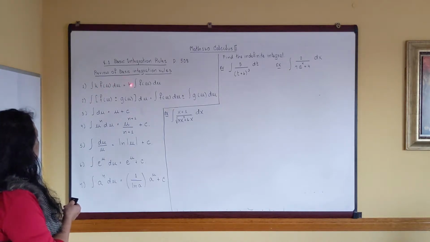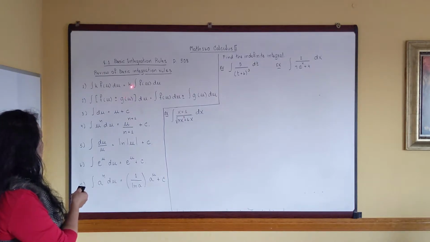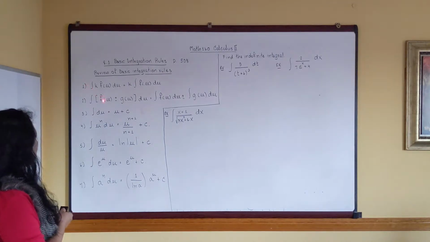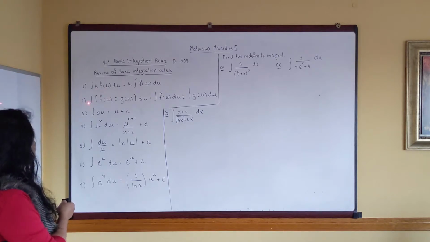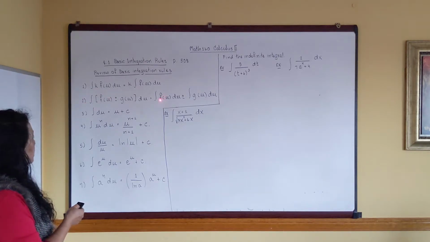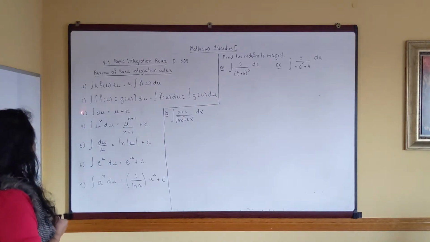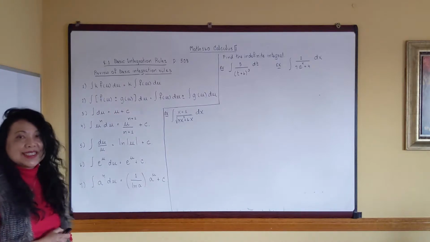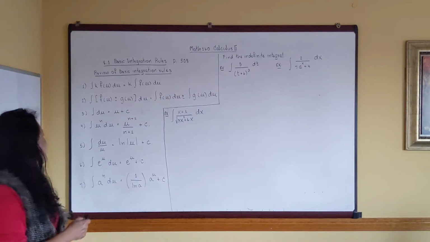You're allowed to take the constant out. K here is the constant, so you can bring out the constant and then take an integral of a function. The second property: if you want to add or subtract functions, you can take an integral of each part and then add and subtract them. The third one, an integral of du is equal to u plus c. Don't forget the c here is the constant.